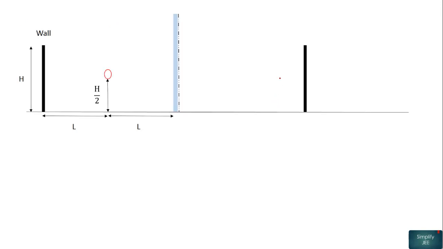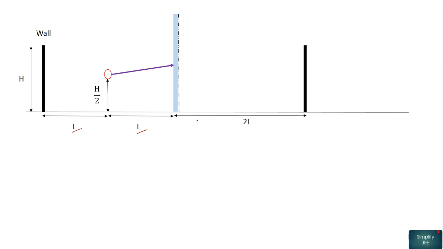Now let's first develop the image of the wall, and as we can see here, the wall is at a distance of 2L from the mirror, hence the image will also be formed at a distance of 2L. Now in this case, for the observer to see the full image of the wall, there must be incident rays from the observer which after reflection will reach the top and bottom of the wall.